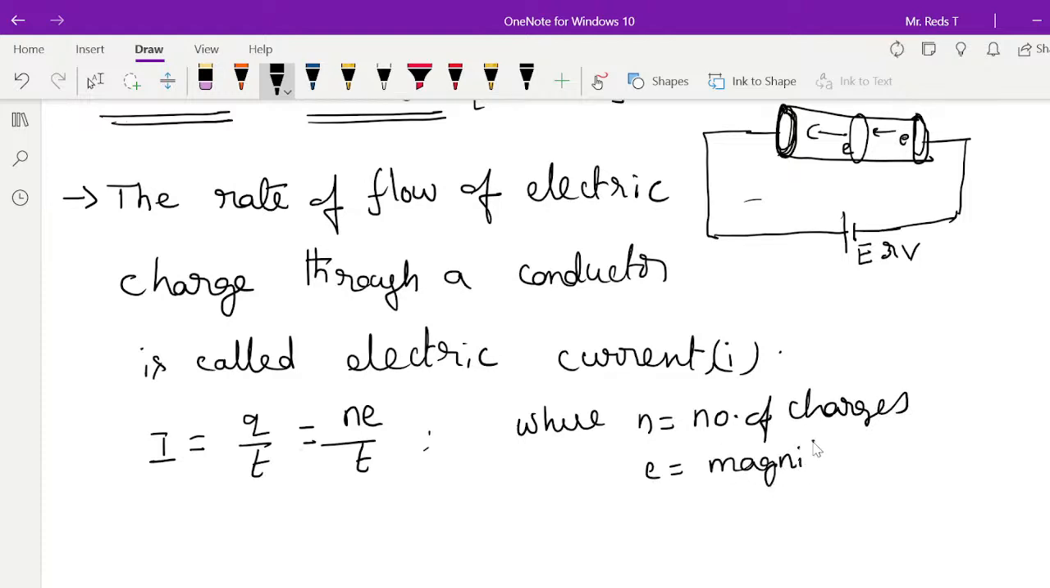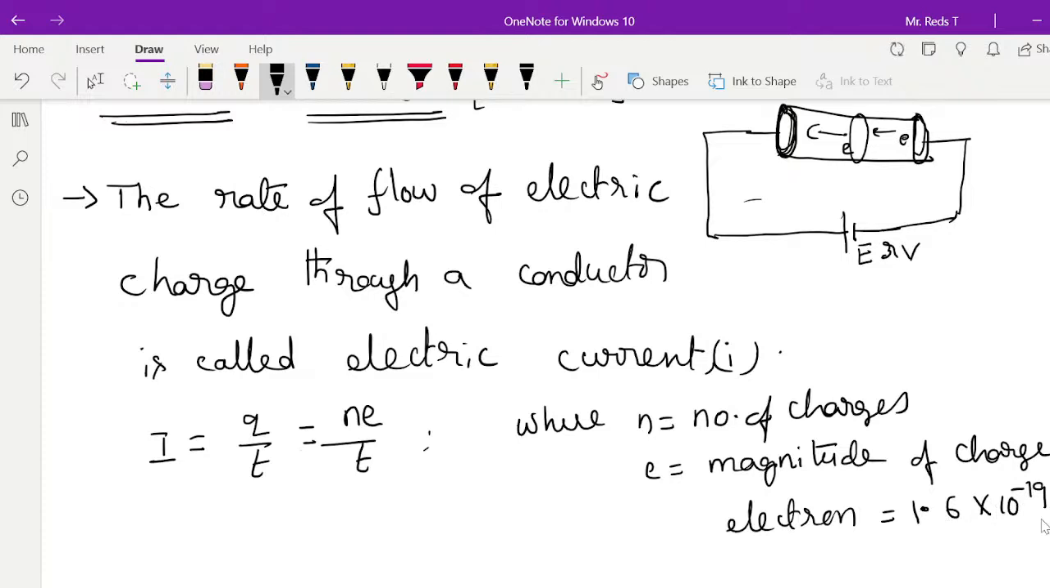e is equal to the magnitude of charge of electron, which is taken as 1.6 × 10^-19 coulomb.